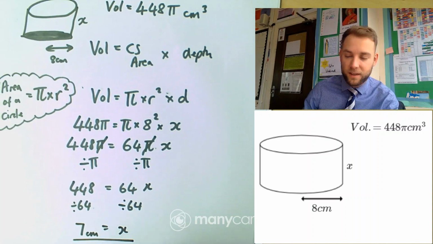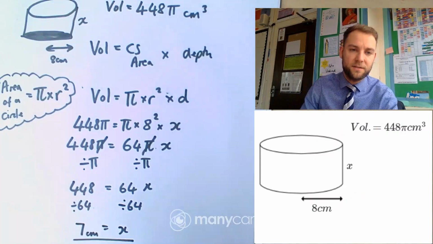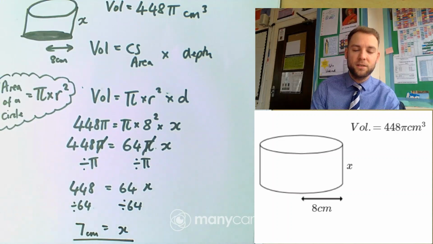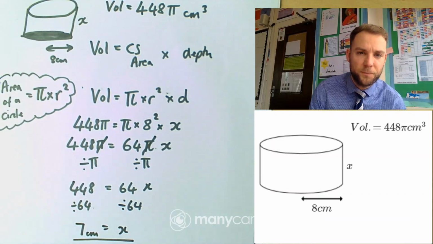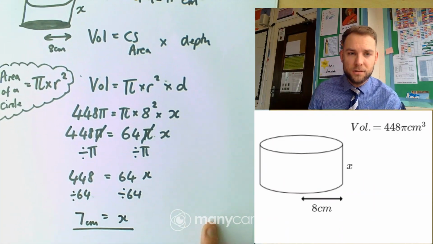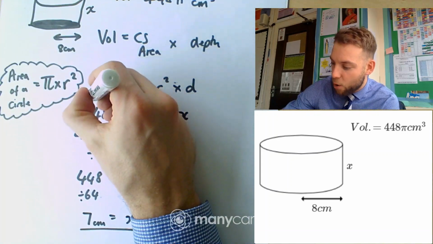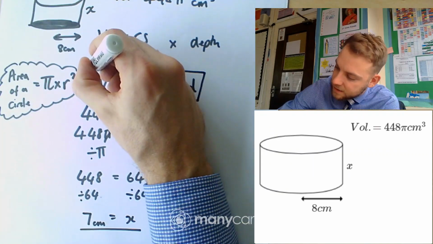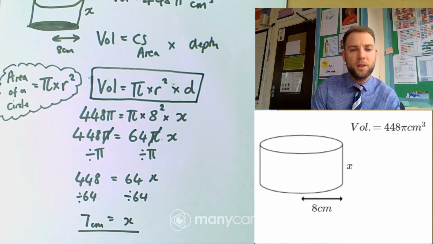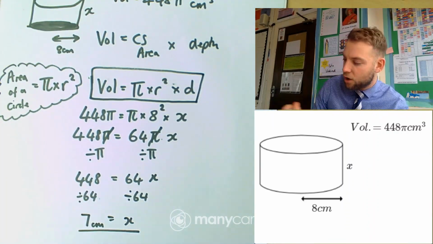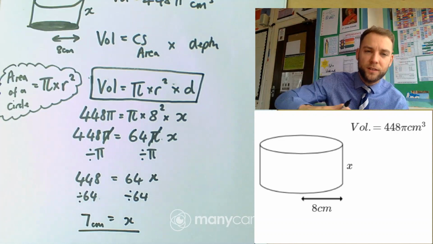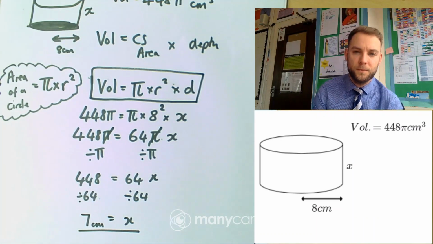Again, my units are centimetres on this because this is the depth or the height of this. It's not area, it's not volume, it's not centimetres squared, it's not centimetres cubed. And that's that question done. Again, the most important part of this is knowing what that first formula is, and then solving to work backwards.